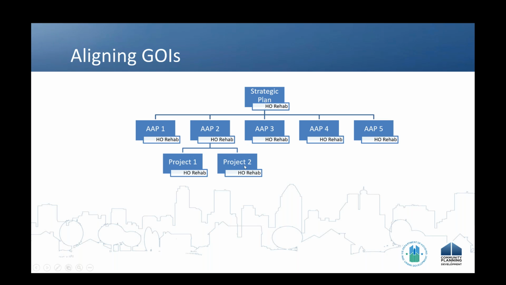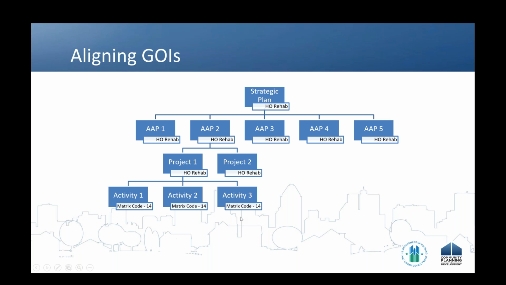Now within that, you may have 2 projects that are set up and both have a goal outcome indicator. You want to make sure again that those are also homeowner rehab as the goal outcome indicator. And then finally, where it drills down and where it will connect to the reporting in your CAPR is when you move away from the eCon planning suite and into your activity setup and make sure that you're using the appropriate matrix code. And in this case, that matrix code would be one of the 14 matrix codes to indicate homeowner rehab.